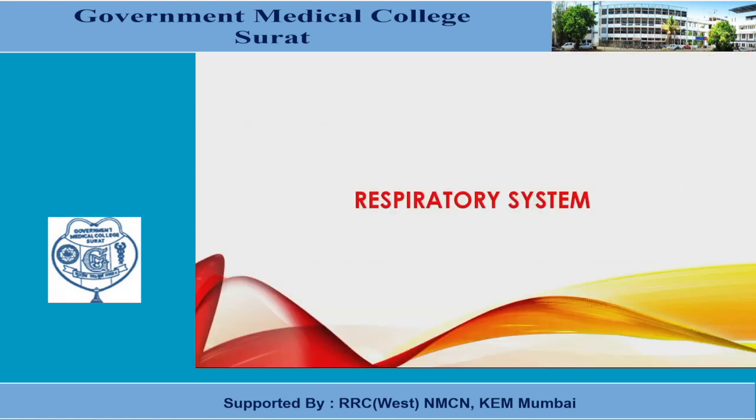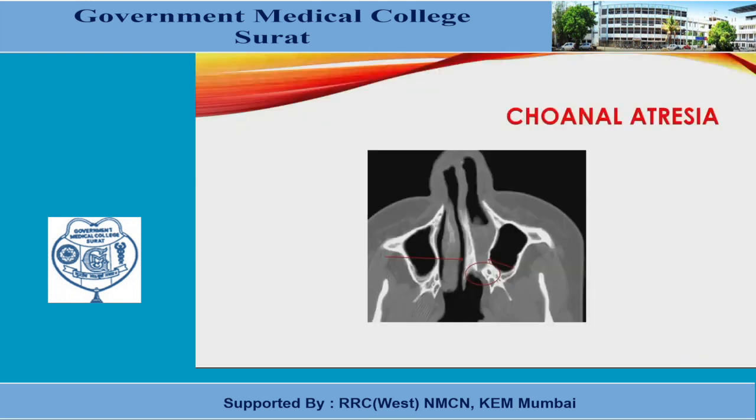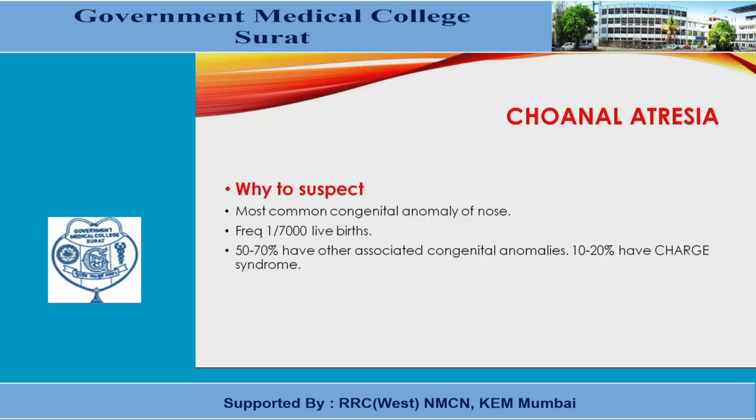Now we will see the most commonly appearing malformations system-wise. First, taking the respiratory system, first is choanal atresia. It is the most common congenital anomaly of the nose. It occurs in a frequency of 1 per 7,000 live births, and 50 to 70% have some other associated congenital anomalies, such as cardiac malformation, etc. 10 to 20% have association with CHARGE syndrome.